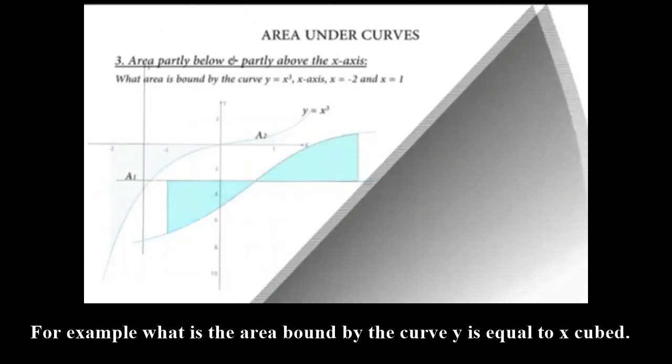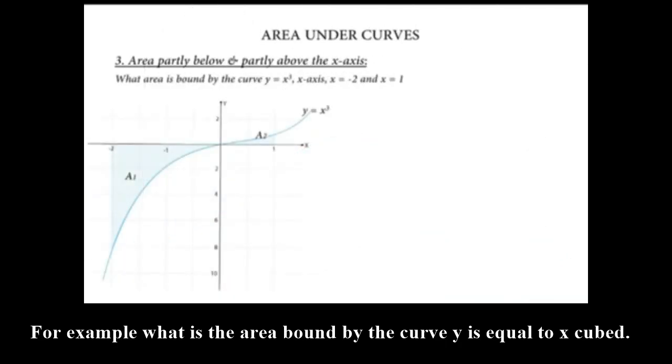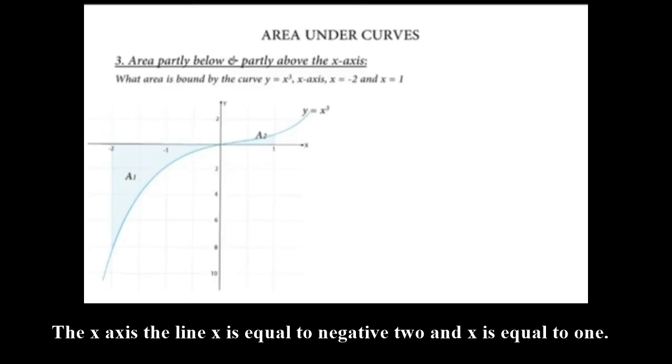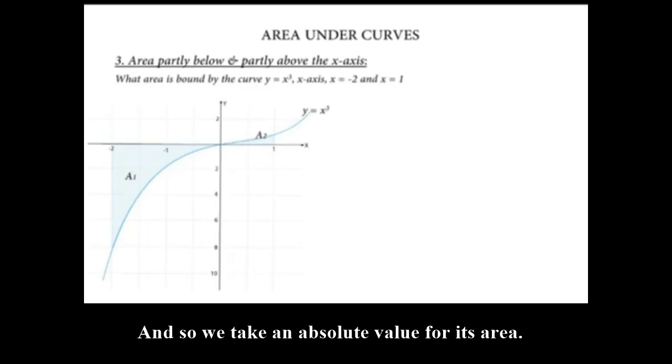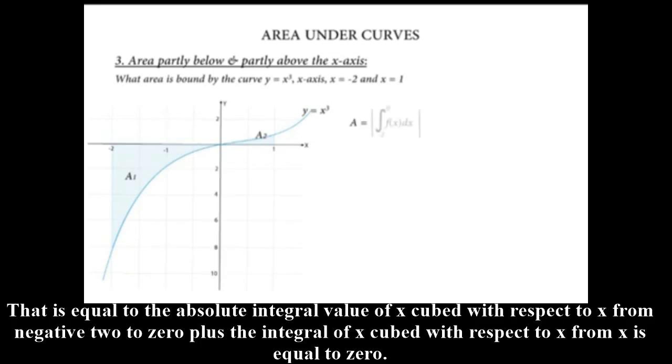For example, what is the area bound by the curve y is equal to x cubed, the x-axis, the line x is equal to -2 and x is equal to 1? Now the first section, from x is equal to -2 to x is equal to 0, is below the x-axis, and so we take an absolute value for its area. Total area will be equal to area 1 plus area 2. That is equal to the absolute integral value of x cubed with respect to x from -2 to 0, plus the integral of x cubed with respect to x from x is equal to 0 to x is equal to 1.